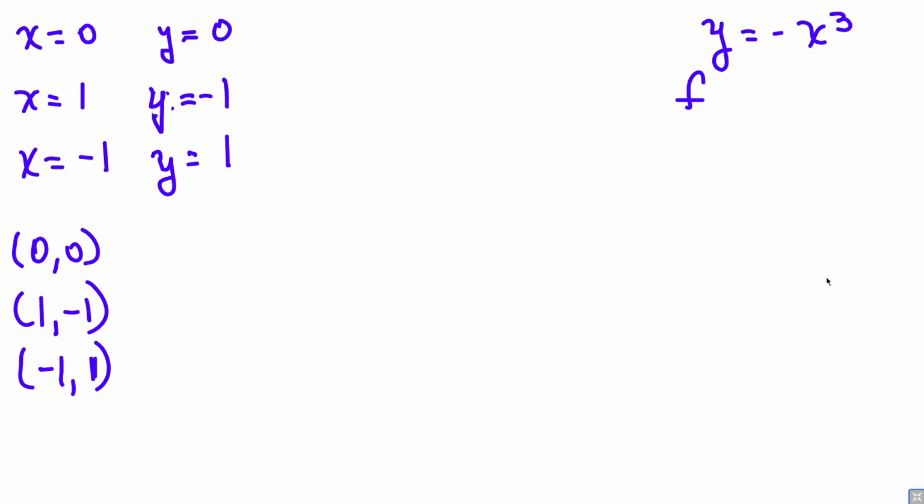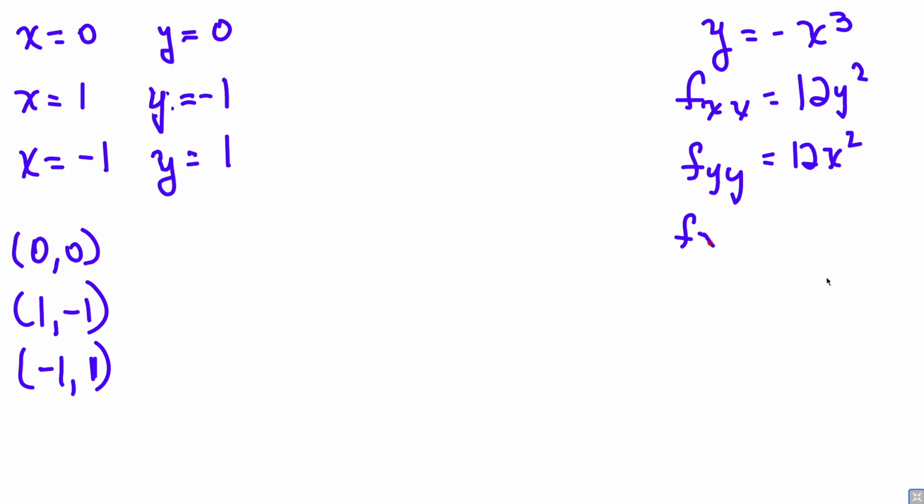Okay, so we know that f of x was 12y squared. F of y was 12x squared, and then f of xy was 4. Okay, so what we're going to do is to plug in the formula. So if we plug in 0, we're going to have 0 times 0 minus 4 squared. So is this going to be greater than 0, less than 0, or equal to 0? Less than 0. So it's going to be less than 0.